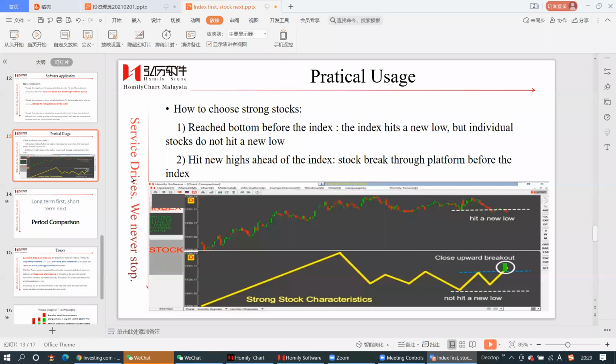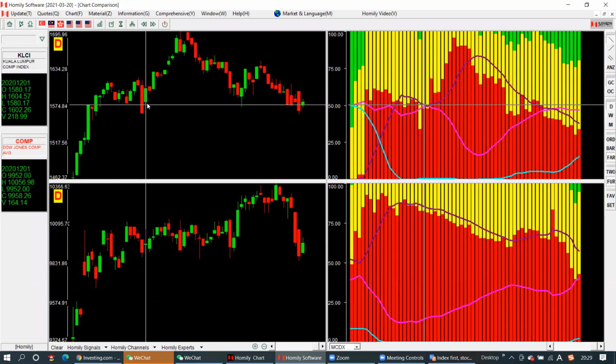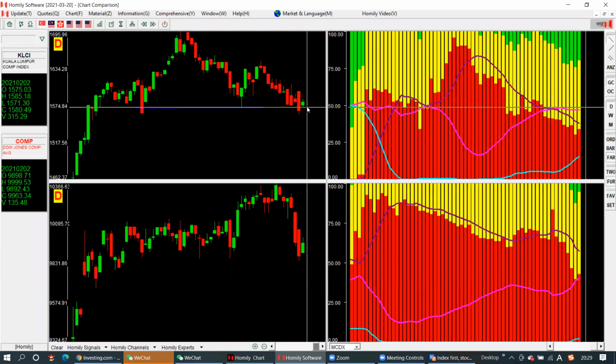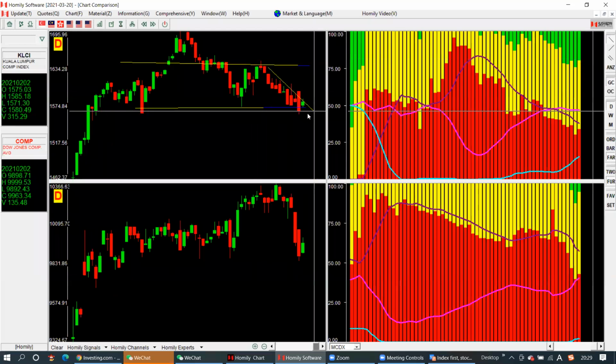So here you can see the strong share, okay, reaches bottom before the index. When the index has already hit a new low, the individual share did not hit a new low, hits the new high ahead of the index, and the stock breaks through the platform before the index. So what does it mean? We can come here and study. Again, come to the chart comparison. Here you can see, actually it has already formed a platform. So, okay, this one already formed a platform and actually it's a downtrend.